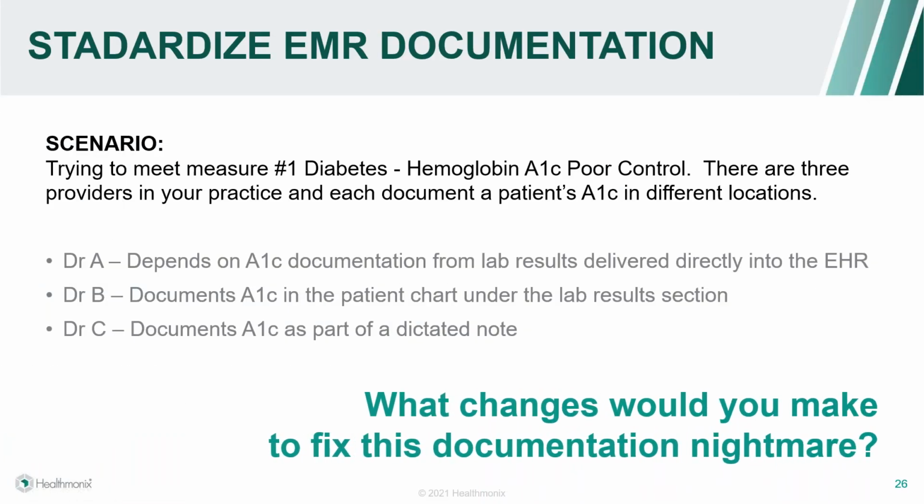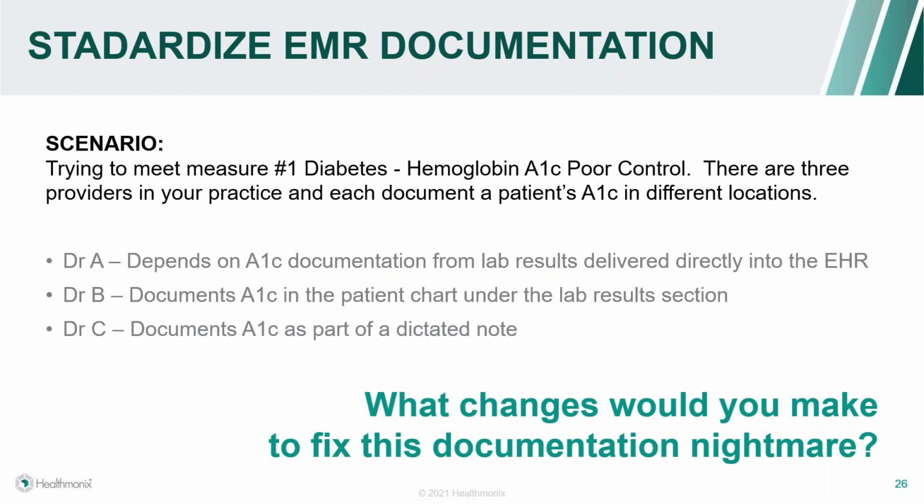So this is a scenario as well, as when I talk about standardizing EMR documentation. So trying to meet measure number 1 for diabetes, hemoglobin A1C poor control, there are 3 providers in your practice and each document on a patient's A1C in different locations. So Dr. A depends on A1C documentation from the lab results. So it's going to be delivered directly into your EHR from the lab of your choice, and that's how that doctor is going to make sure that it is documented in the system.